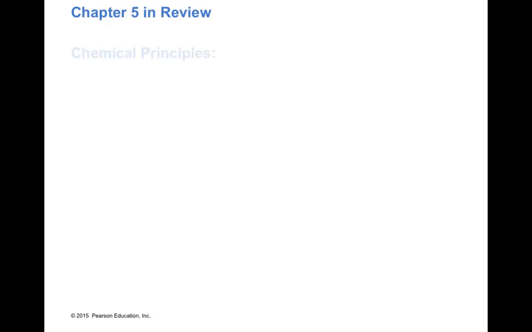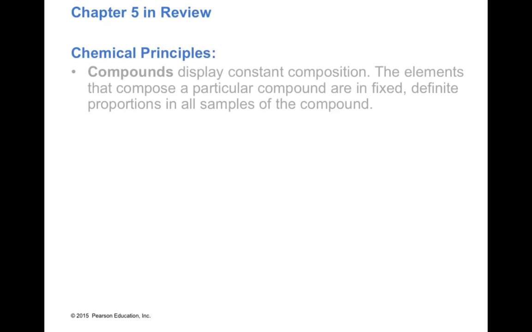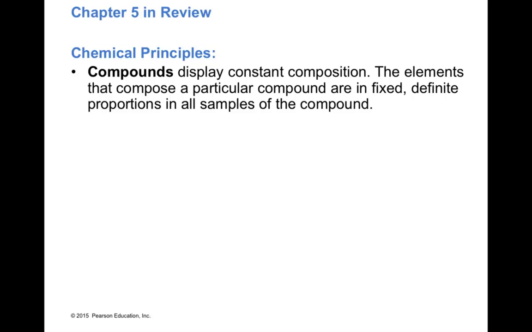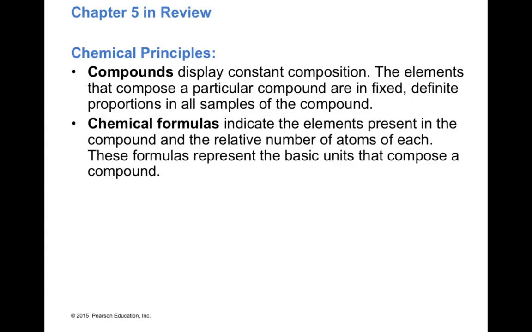So chapter 5, in review, we have different chemical principles. Compounds display constant composition. The elements that compose a particular compound are present in fixed, definite proportions in all samples of the compound. We have chemical formulas that indicate the elements present in the compound and the relative number of atoms of each. These formulas represent the basic units that compose a compound.